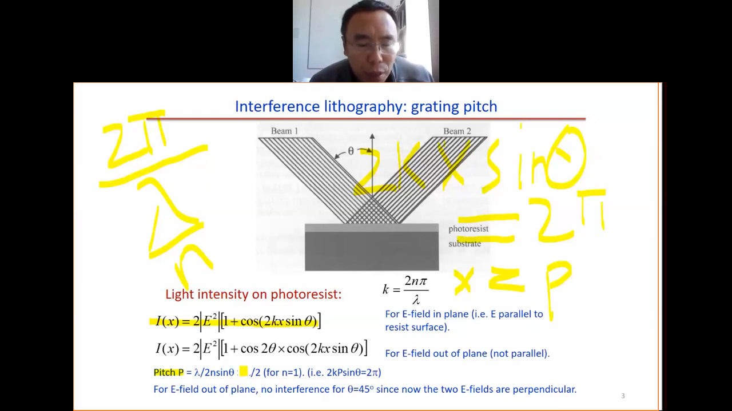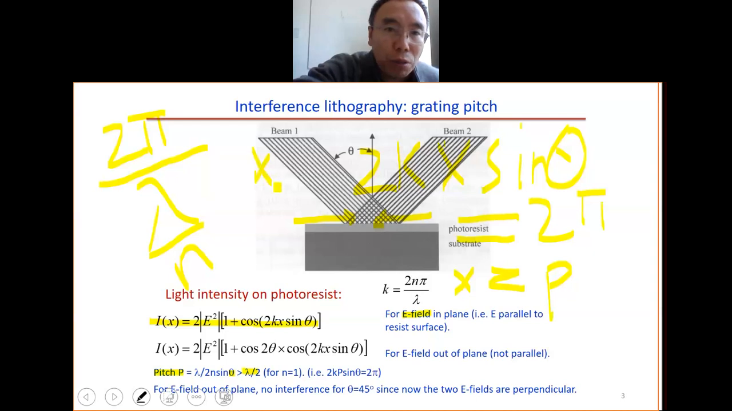So you can see the minimum pitch that you can get is lambda over 2. This corresponds to the situation of theta equal to 90 degrees. That means one light comes to the right, another light comes to the left. They will meet on the wafer surface and form the uniform pattern with the pitch lambda over 2. So this is for the case where the electrical field component of the light wave is in plane. That means the field, the E, is perpendicular to the screen. Normally it is drawn this way. The electrical field is perpendicular to the screen.